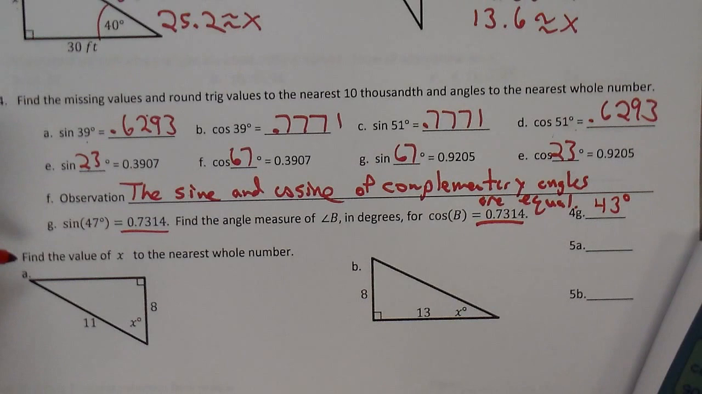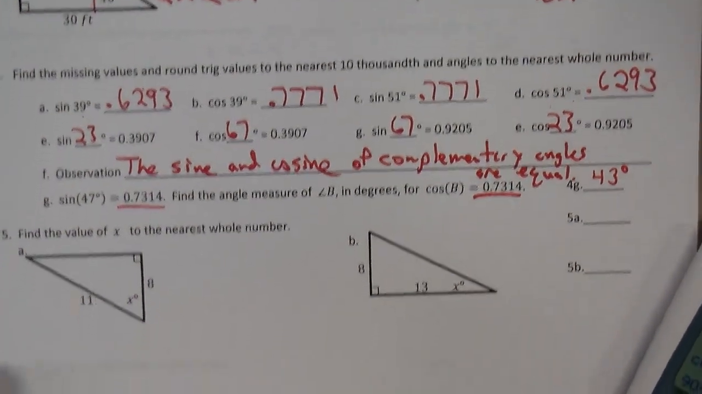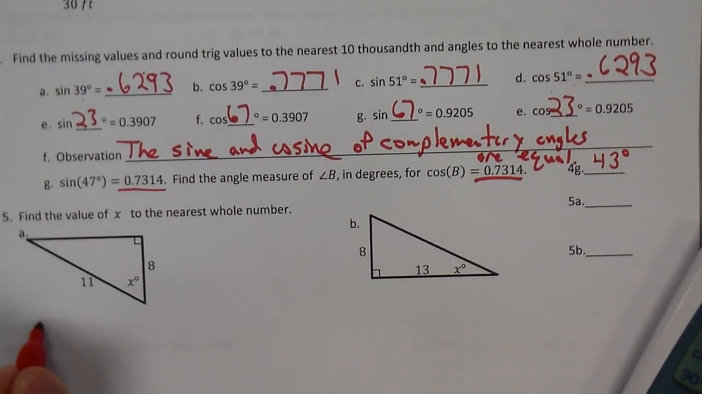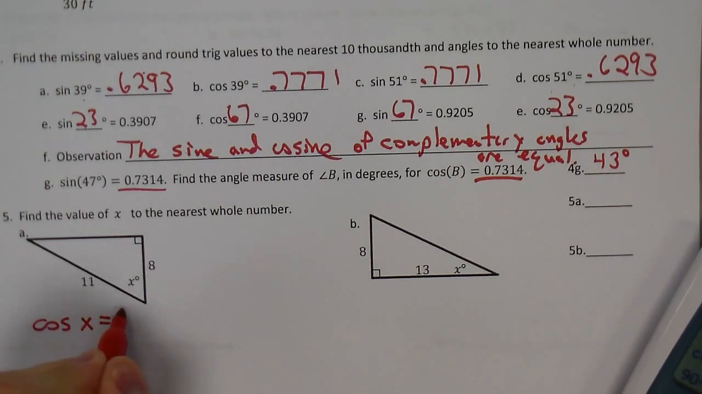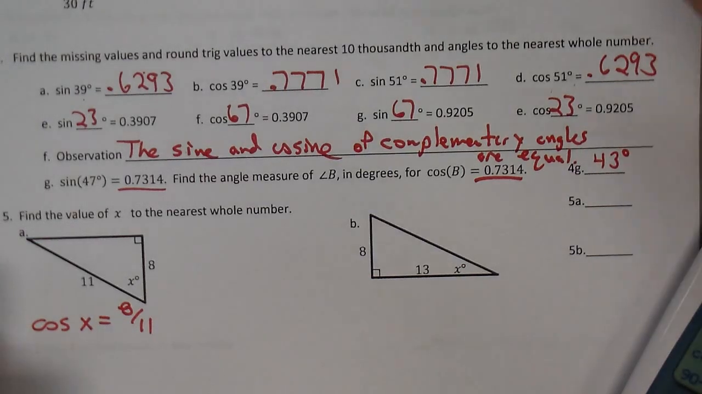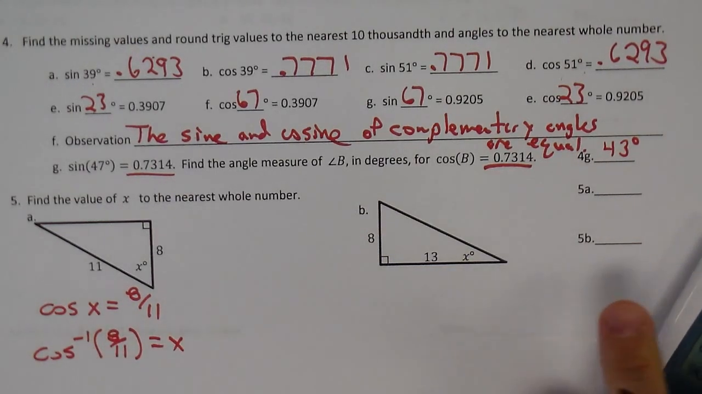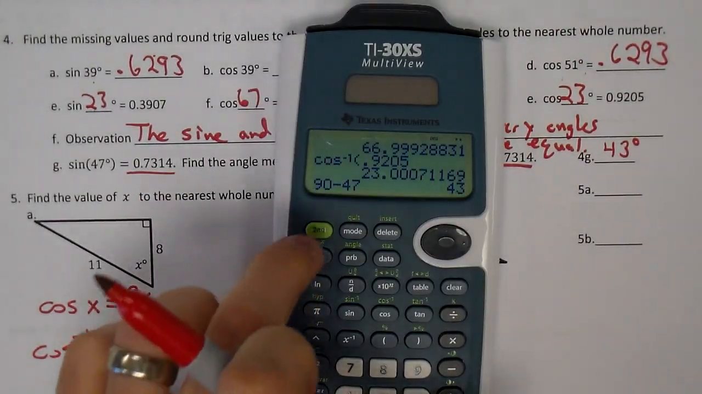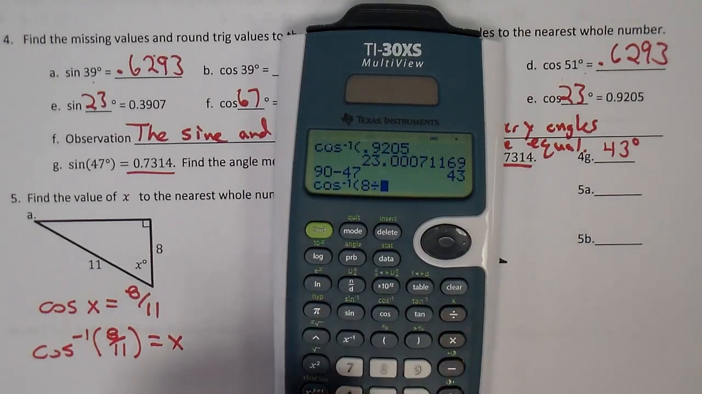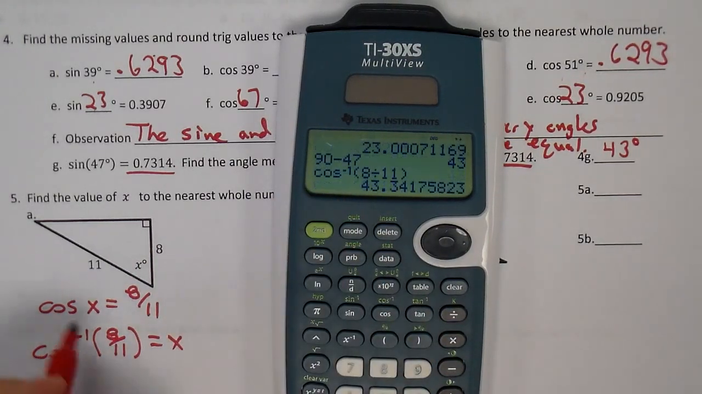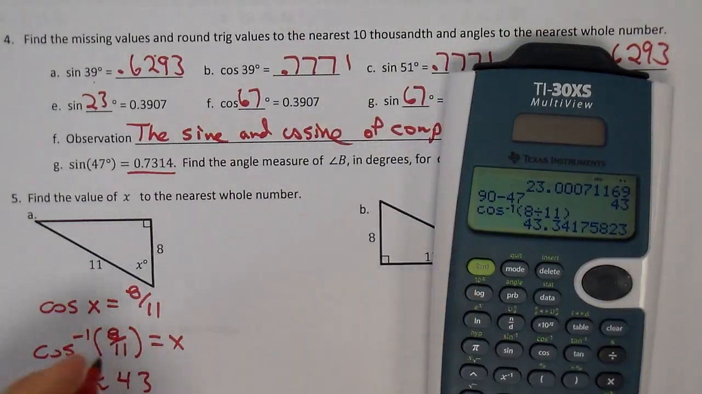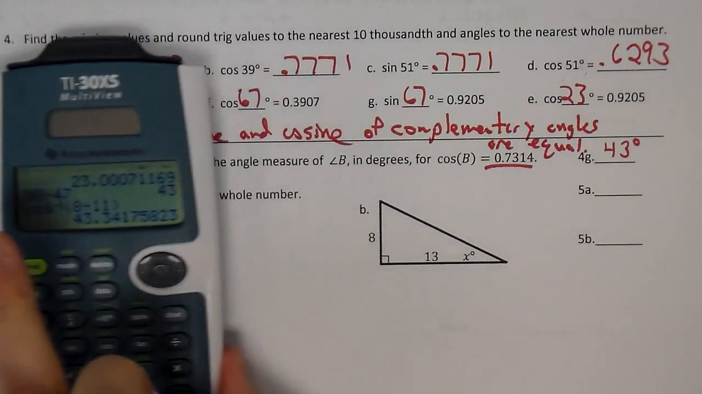So now we're looking at number 5. We need to find the value of x to the nearest whole number, and it still is trig. So I look here, it's going to be cosine of x equals 8 over 11. Now I can't get x by itself here, so I'm going to have to use the inverse trig. So I'm going to make it cosine inverse of 8 over 11 equals x. So we'll do cosine inverse and make it 8 over 11, make sure it's in parentheses, hit equal, and I get that x is about 43 degrees. Nearest whole number works fine there.